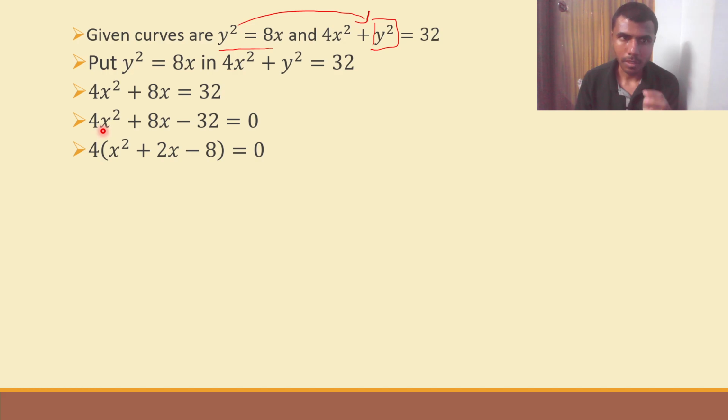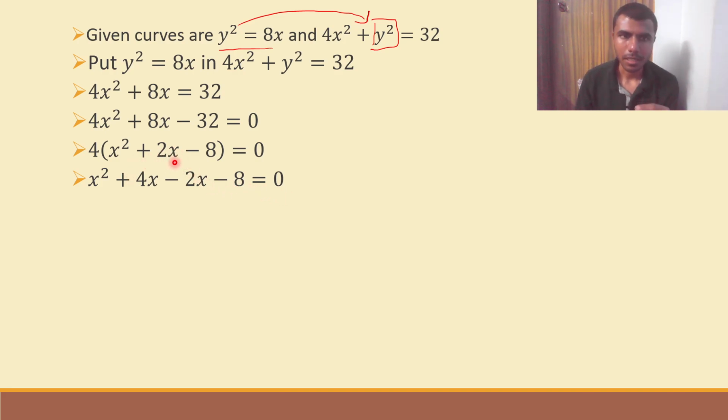If I take 4 common, here I am left with x square. 8 can be written as 4 into 2, so if 4 is taken common, I will be left with 2 here. 32 can be written as 8 into 4, so if 4 is taken common, I will be left with 8. So send the 4 to the RHS. 0 by 4 is 0.